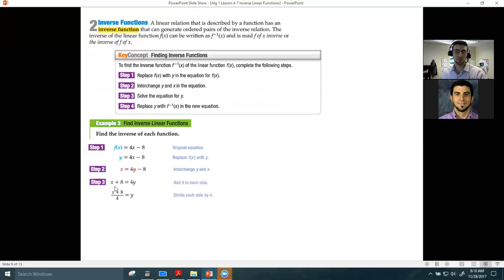So I would add 8 to both sides and then divide both sides by 4. Now notice I divided this whole side by 4. I'm just going to leave it like that. Then I replace the y with f inverse, and that's the inverse function.